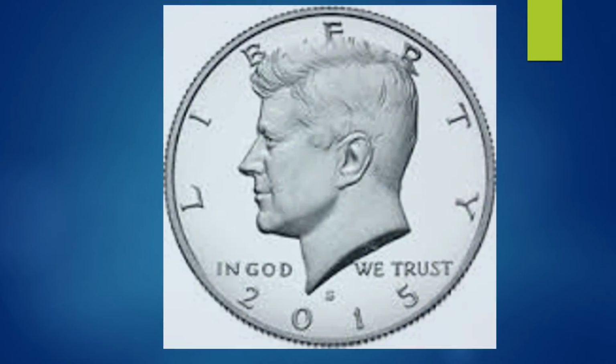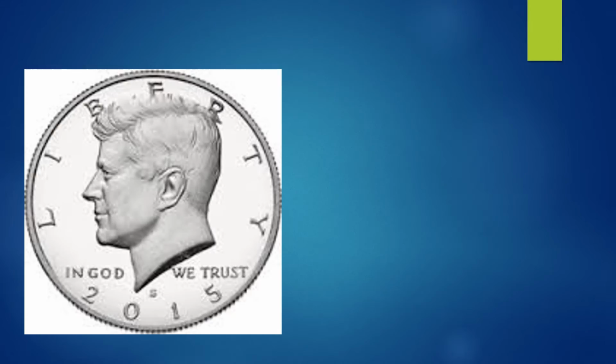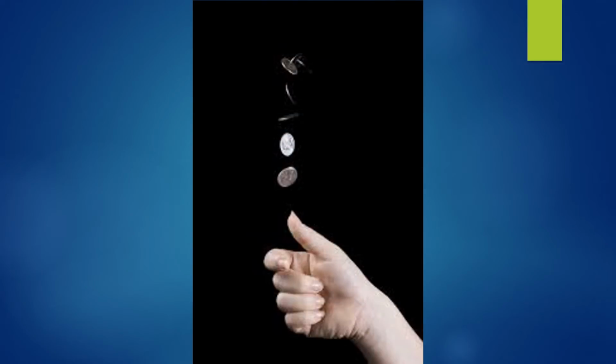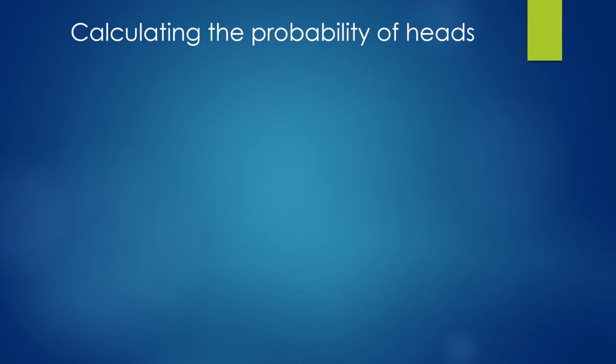Let's use a coin for our first example. As we know, a standard coin has two sides. One side is heads and the other is tails. If a coin is tossed into the air, it has the same chance of landing on either side. We can thereby calculate the probability of the coin landing with the head side facing up.